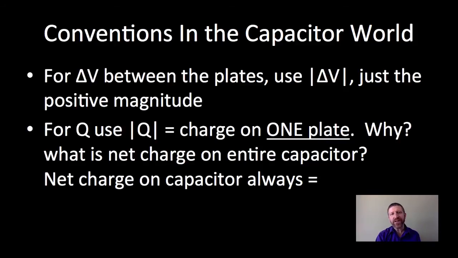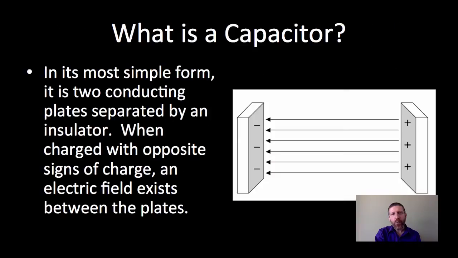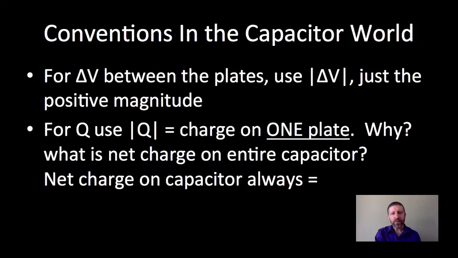If you understand what a capacitor is like, what's the net charge on the entire capacitor? Let's go back to our picture right here. What's the net charge on combining both plates? The net charge on our entire capacitor is just, you guessed it, 0.